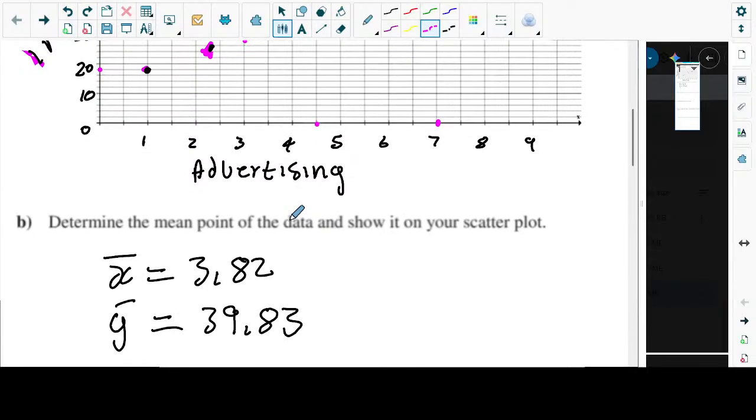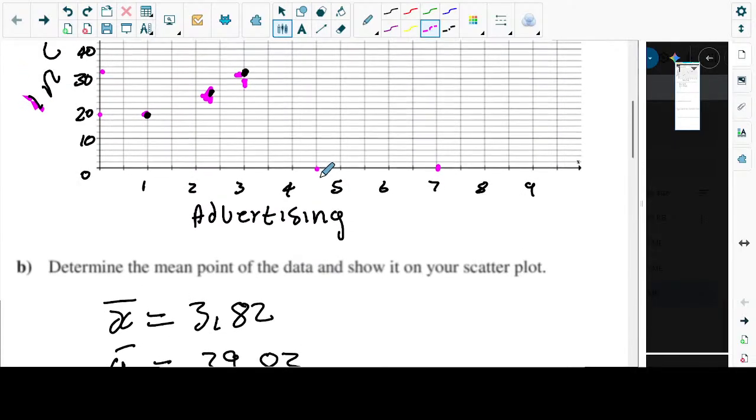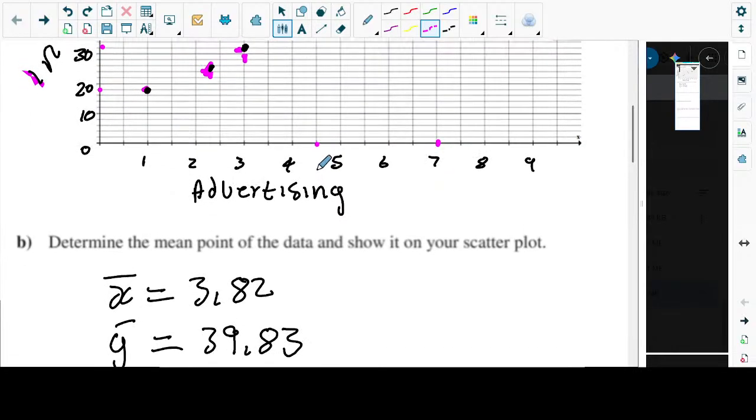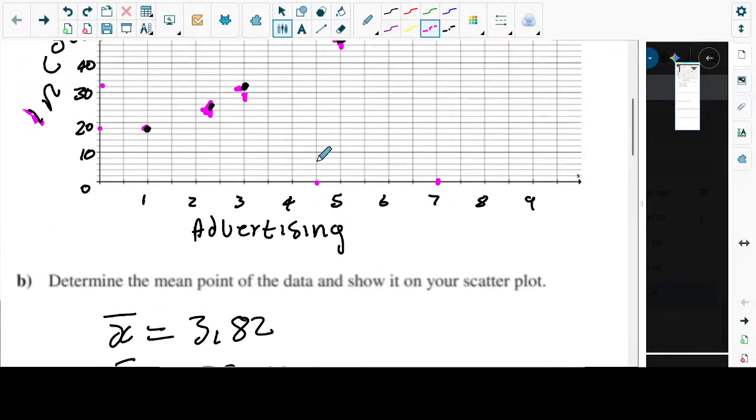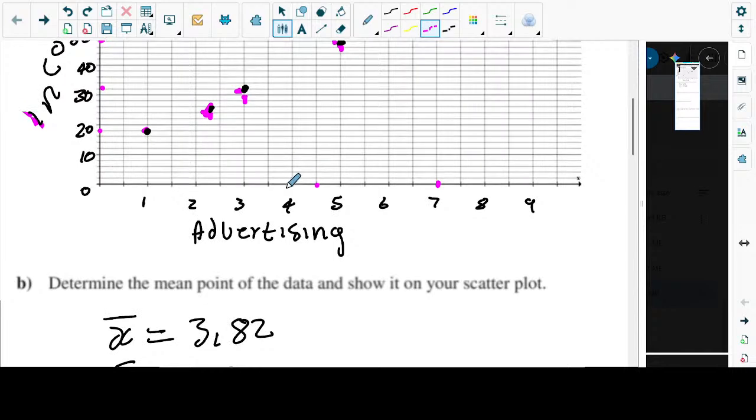Okay. So then we're going to have 39.83. It was 39. Yeah, 39. Okay. 39.83 goes with 3.82. Just double check that on your calculator.